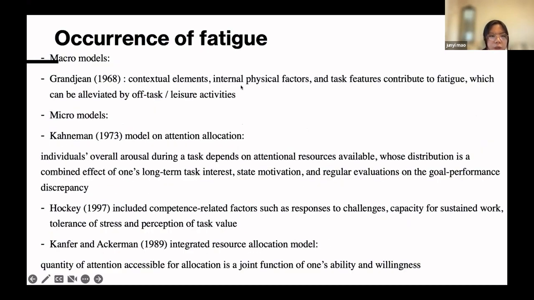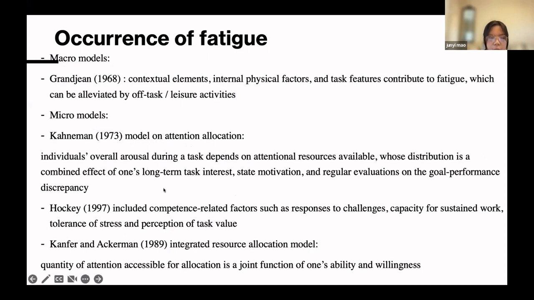The current models on the appearance of fatigue can be divided into macro models as well as micro models. For the first type, Gaddis believes that contextual elements, internal physical factors, and text features can altogether contribute to fatigue, which can be alleviated by off-task or leisure activities. In terms of micro models, the most renowned is Kahneman's model on attention allocation. He proposed that an individual's overall arousal during a task depends on the attentional resources available, and its distribution is a combined effect of one's long-term task interest, state motivation, and the regular evaluation of the goal performance discrepancy.